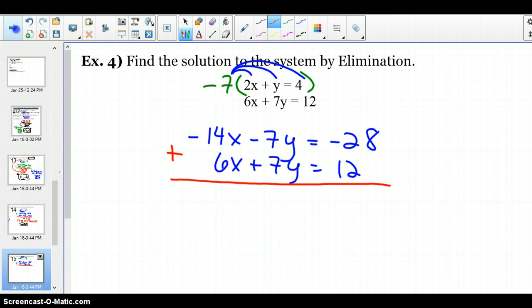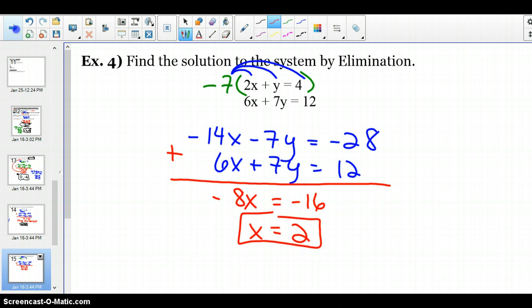All right, so negative 14x plus 6x is negative 8x. My y terms cancel. Negative 7y plus positive 7y is 0. And negative 28 plus 12 is negative 16, which means real quick you can figure out x is 2.